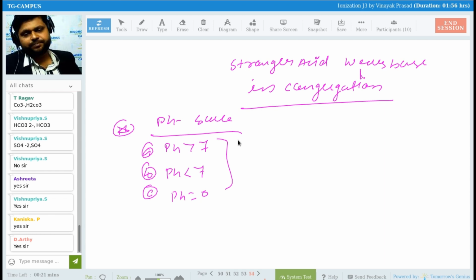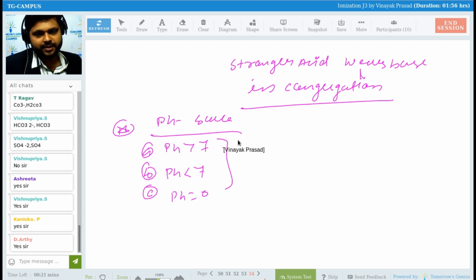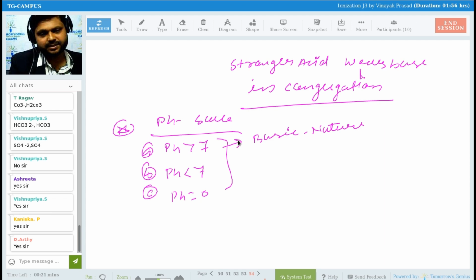So do one thing first. See, guys, we have the pH scale. If pH is greater than 7, then it will be showing basic nature, or you can say base. I have told you these things. If pH is less than 7, then the solution will be of acidic nature.